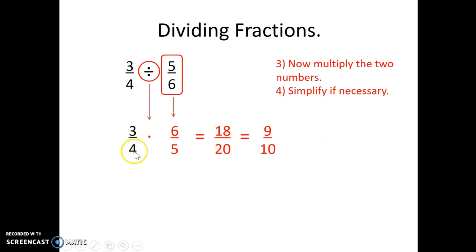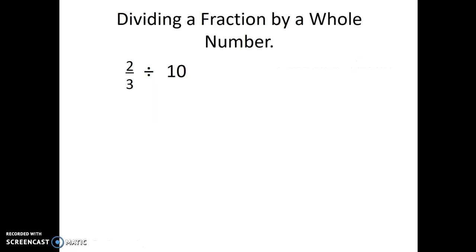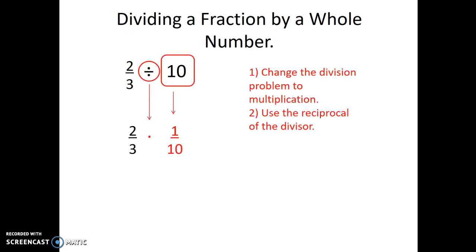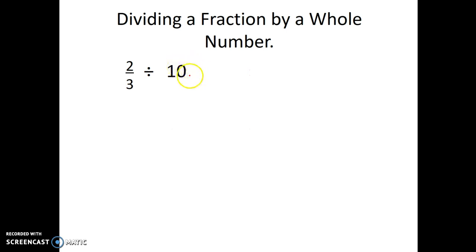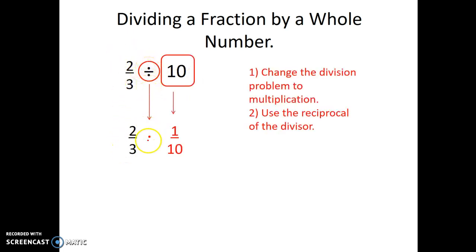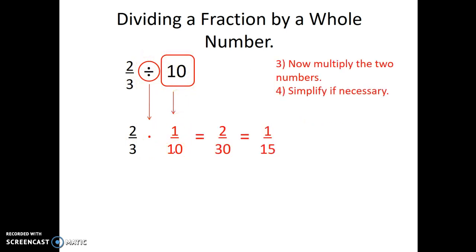So 3 times 6 is 18, 4 times 5 is 20. I have a common factor of 2, so 18 divided by 2 is 9, 20 divided by 2 is 10, so 9/10 is my quotient here. The rules don't change when I'm dividing by a whole number. Before I do anything, I need to turn that whole number into an improper fraction, which means I need to put a 1 underneath it. So what I'm really doing is I'm changing this 10 to 10 over 1. Okay, now I keep it, I change it, I flip it. Multiply straight across. 2 times 1 is 2, 3 times 10 is 30, and simplify. 2/30 becomes 1/15.